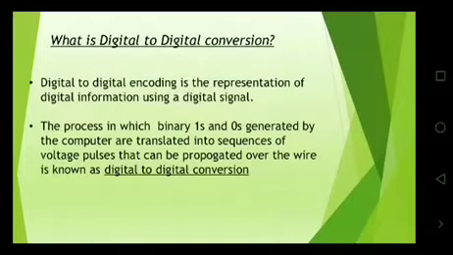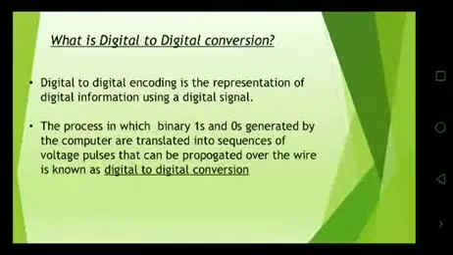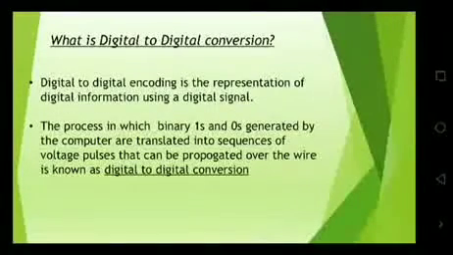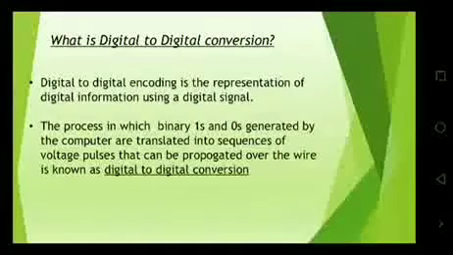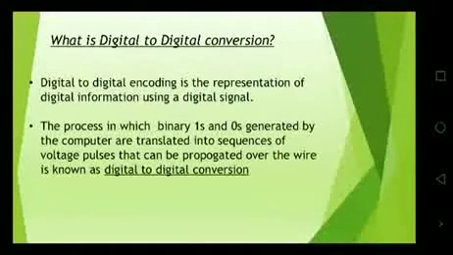First, let's see what is digital to digital conversion. Digital to digital encoding is nothing but the representation of digital information using a digital signal. Digital information is the information that we send in the form of bit intervals 0 and 1. A digital signal is nothing but voltage pulses.